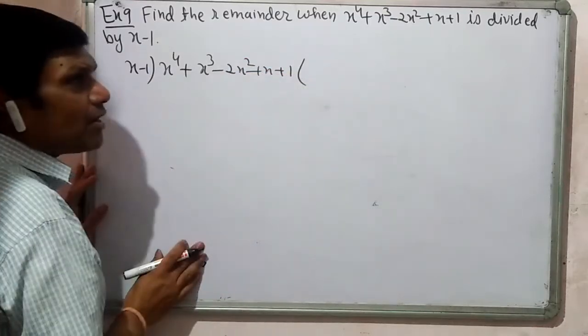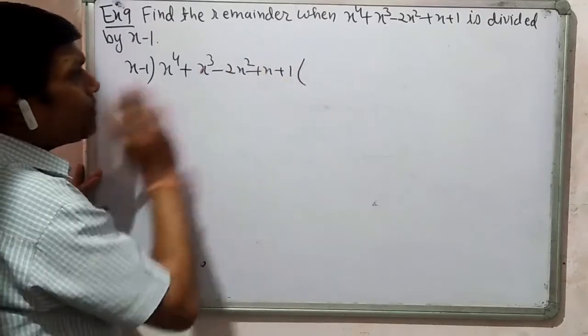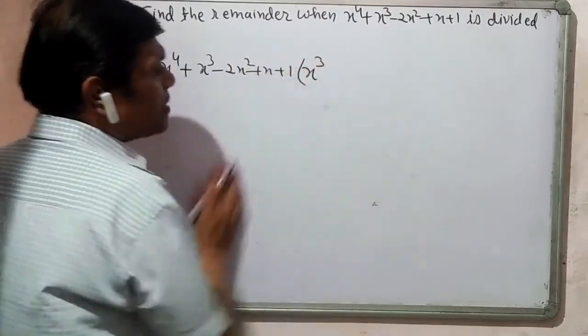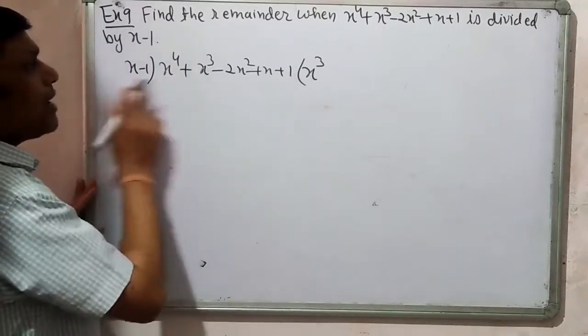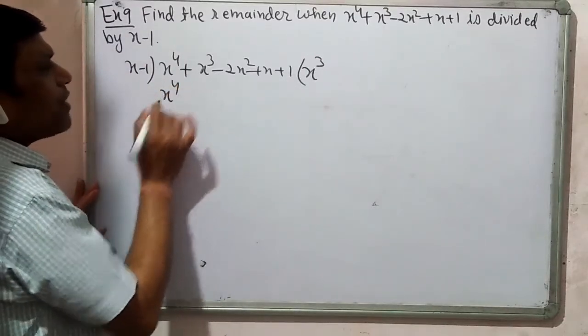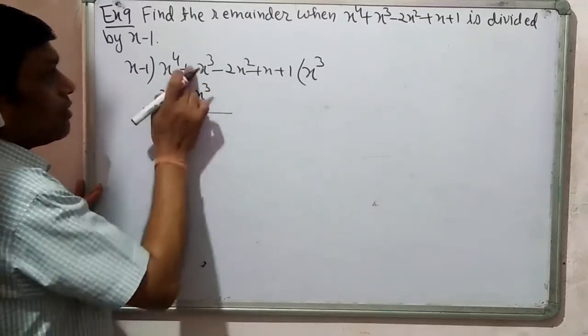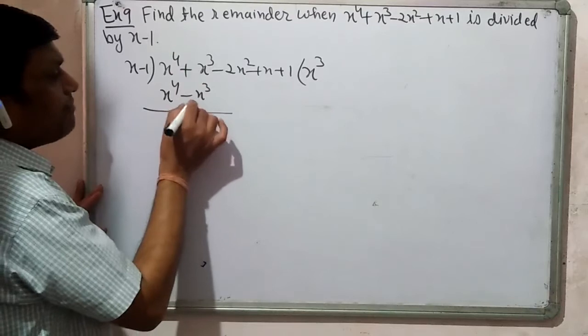I am just copying it down. What will be the first term in the quotient? X raised to power 4 divided by x should be x cube. Multiply x cube with x raised to power 4. X cube into minus 1 is minus x cube. Don't cancel them. We have to change the sign first.